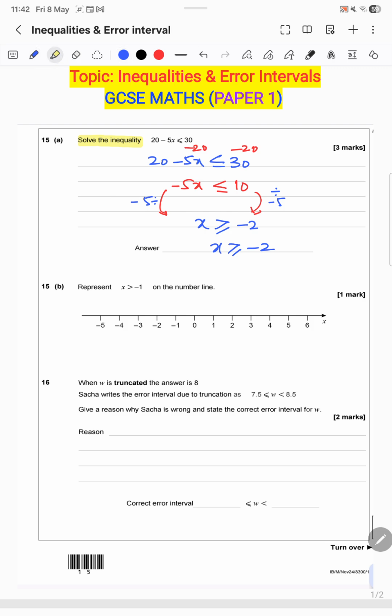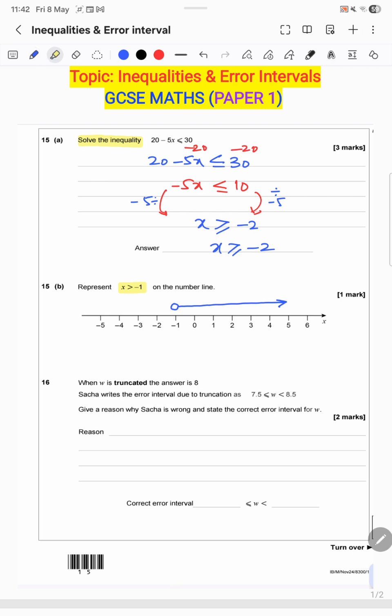Alright, the next question is: represent x greater than minus 1 on the number line. You can see the inequality is strict, so we just need to draw an open circle at minus 1. Since x is greater than minus 1, your arrow should go upwards like this.